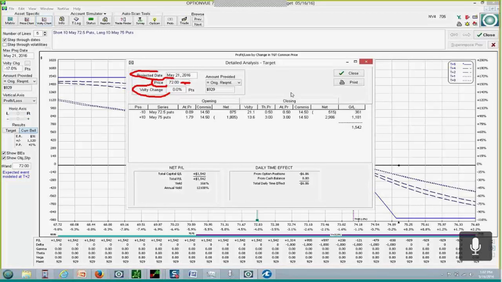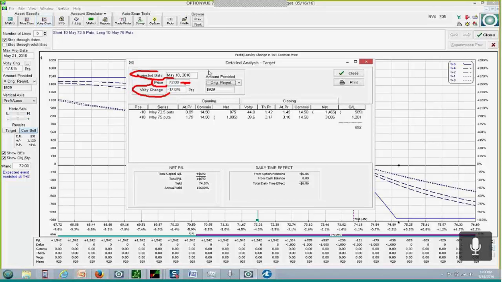In this case, it doesn't make a difference at expiration, but it might make a difference with minus 17%. It might make a difference, but it doesn't. So there's no implied volatility change based on these calculations.